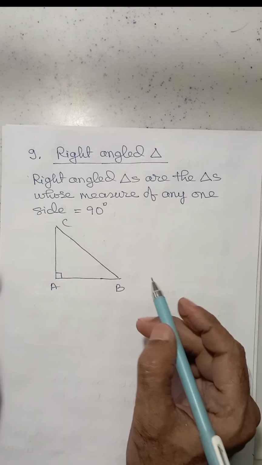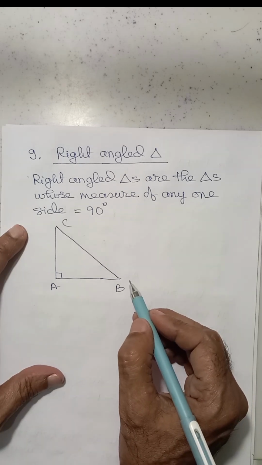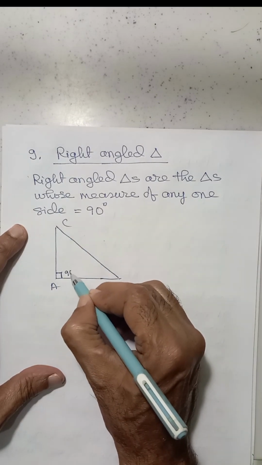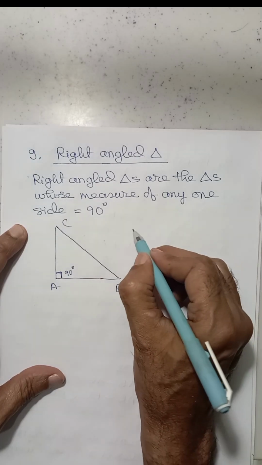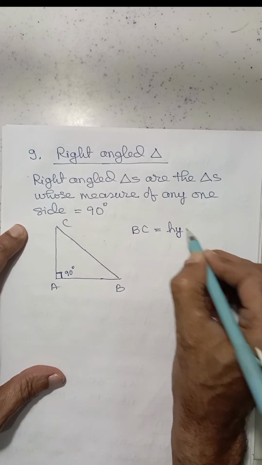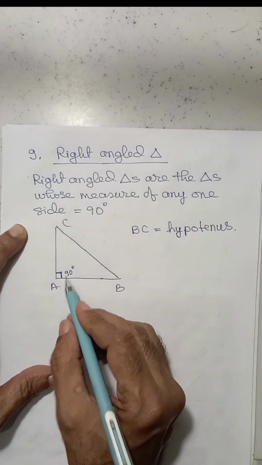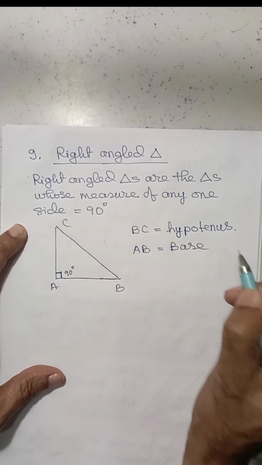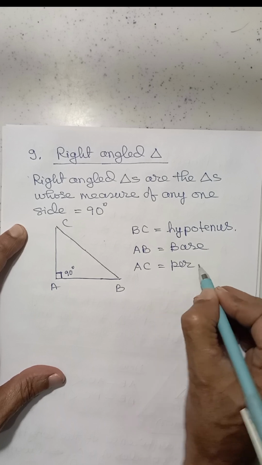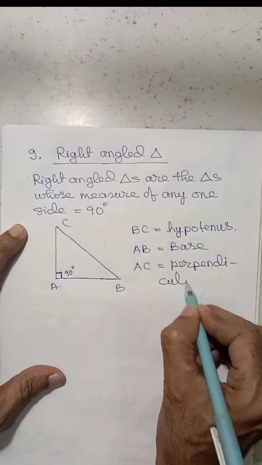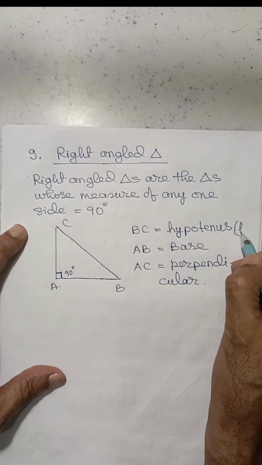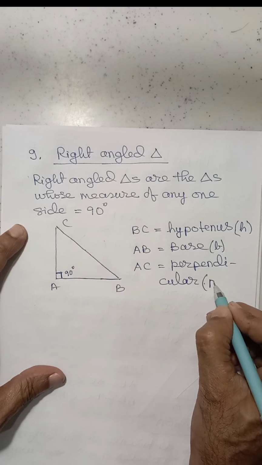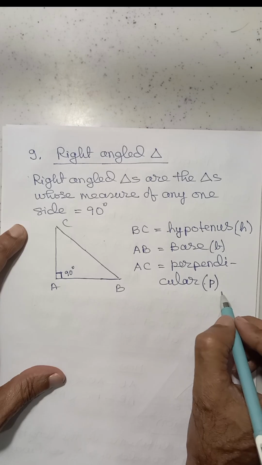Now a few things we will try to understand. This is perhaps new for you, so we will try to understand. This side, opposite to the 90 degree angle, is called the hypotenuse. So BC will be known as the hypotenuse. Now the triangle is standing on AB, so AB will be called the base, and AC will be called the perpendicular. So the hypotenuse we often represent by a small h, the base by a small b, and the perpendicular is often denoted by a small p.